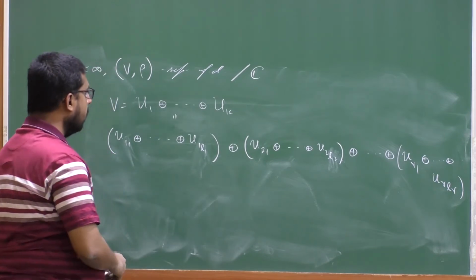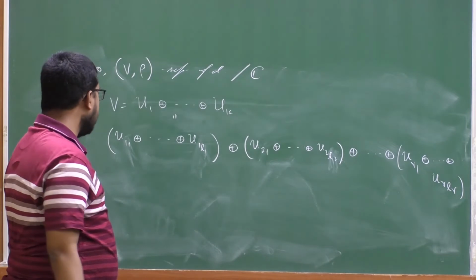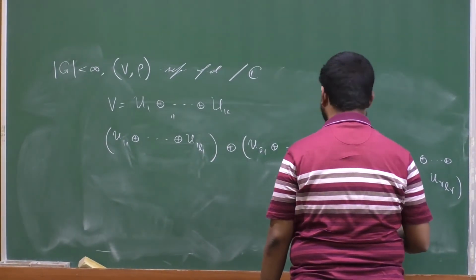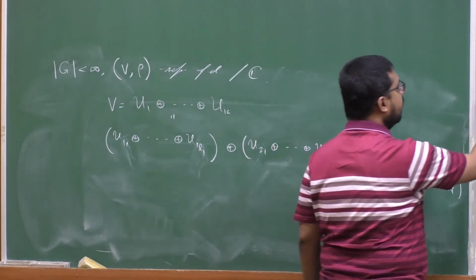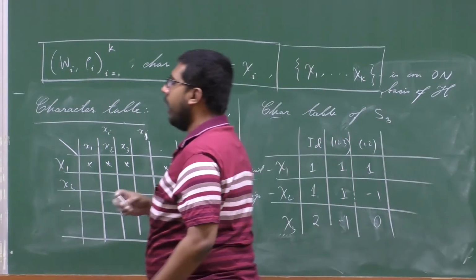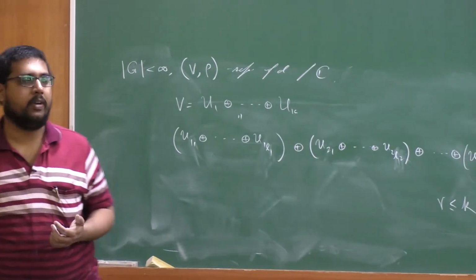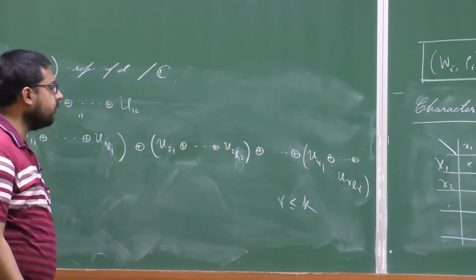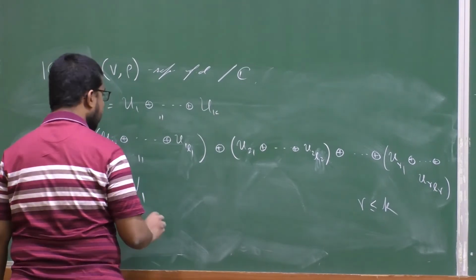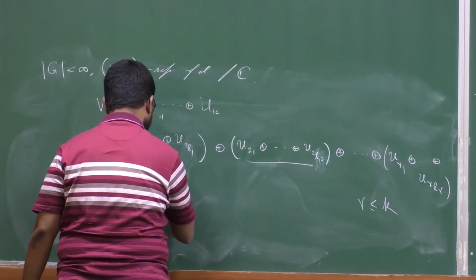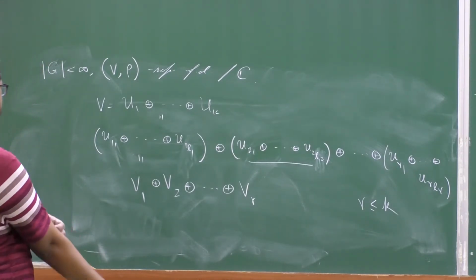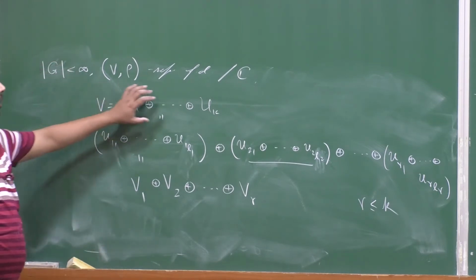One thing should be clear: R, the number of such clusters, cannot exceed K. I will retain the previous notation throughout. After isomorphism we have only K distinct non-isomorphic representations, so R is less than or equal to K. All right, so let us denote this direct sum by V1, the next by V2, up to VR. So starting with any decomposition, this is what we can do.